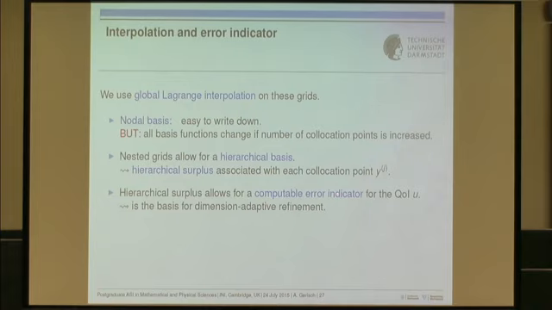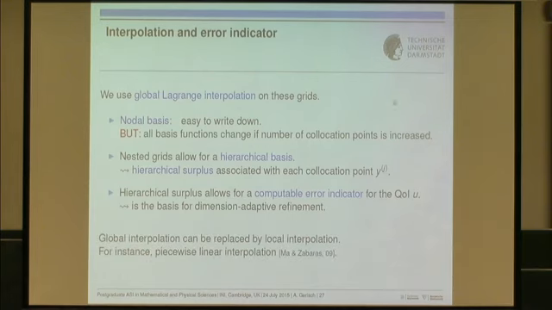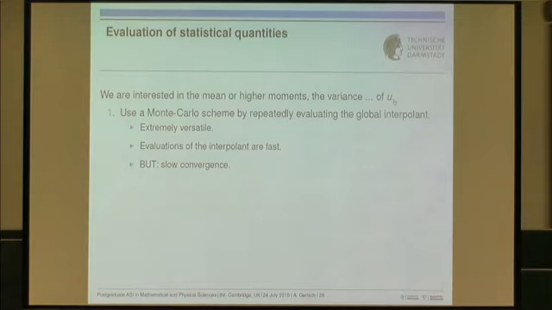It's not an error estimator. If you want to make it an estimator, you have to do some heavy analysis. You can do this in some cases, not in all. And I've not seen it for stochastic systems anywhere. And the global interpolation can be replaced by local interpolation, for instance, piecewise linear interpolation. There's a nice paper by Ma and Zabaras from 2009 introducing this with some computations.